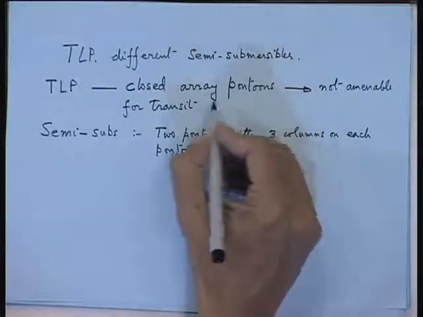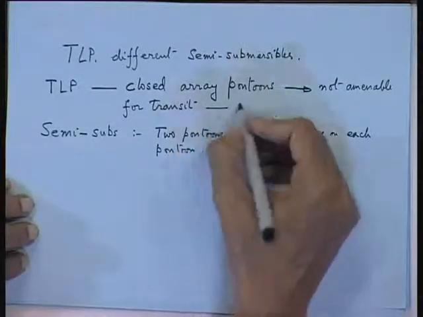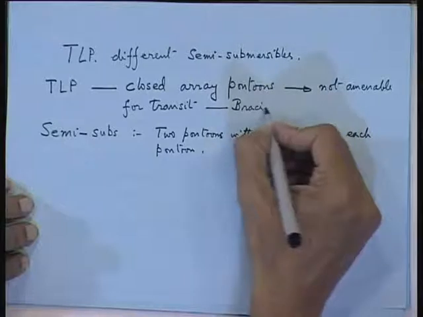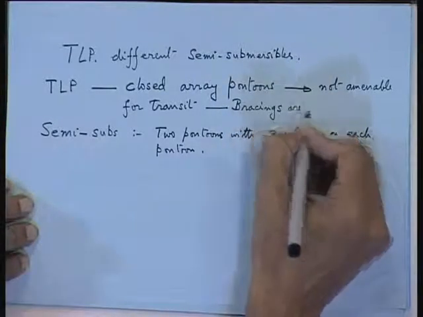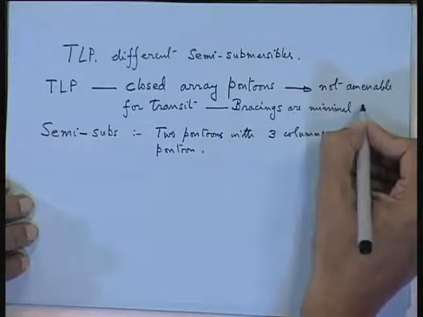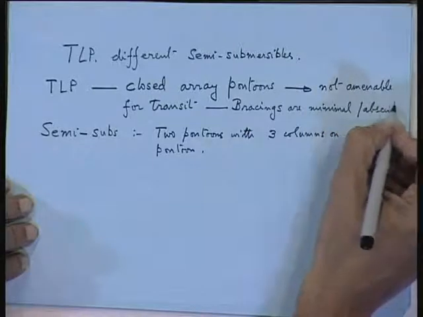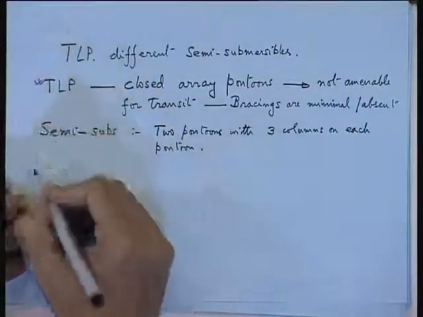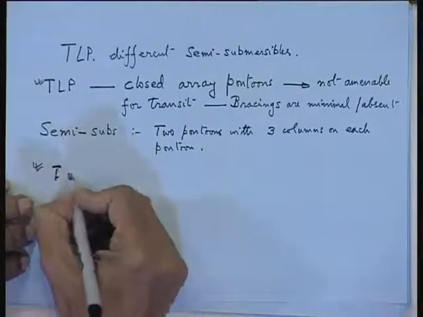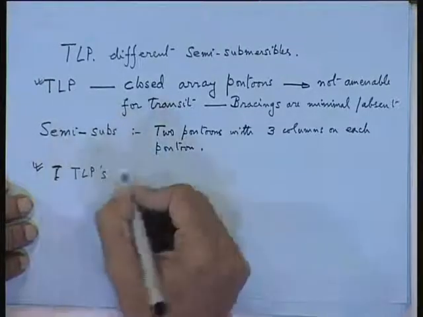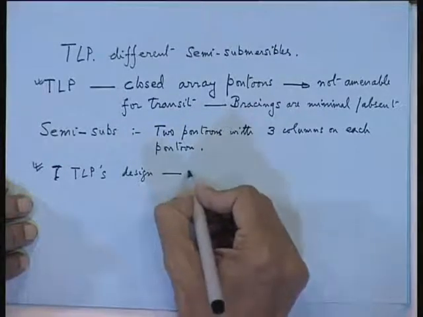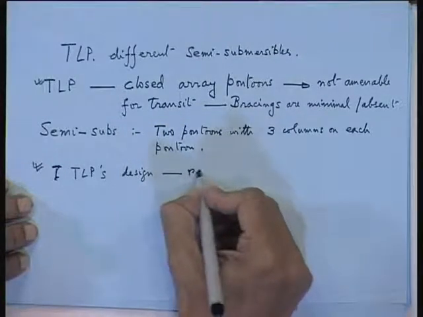Now, here in TLPs, bracings are minimal. The underwater structure that is to be designed has minimal bracings, or sometimes they are totally absent. So, this type of structure is more suitable for a TLP's design, that is, it should be more motion friendly, restrictive in motion.